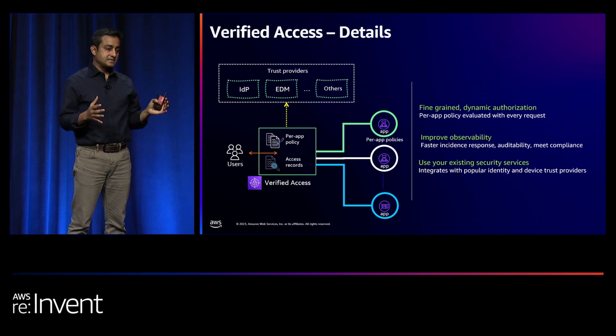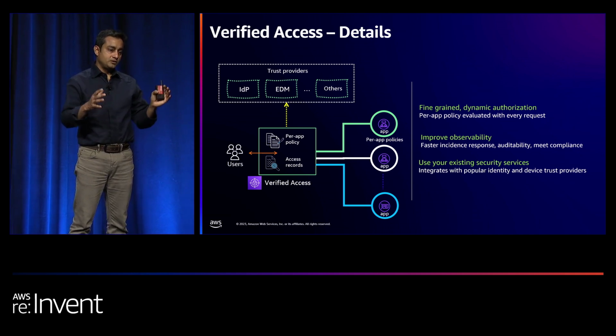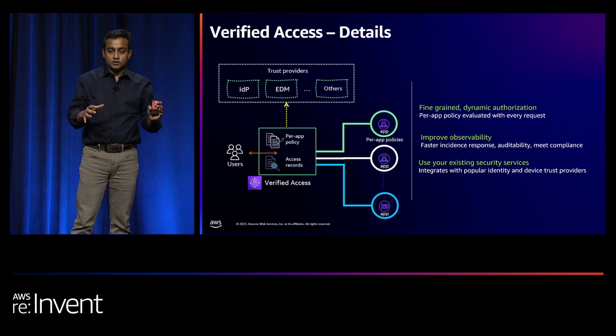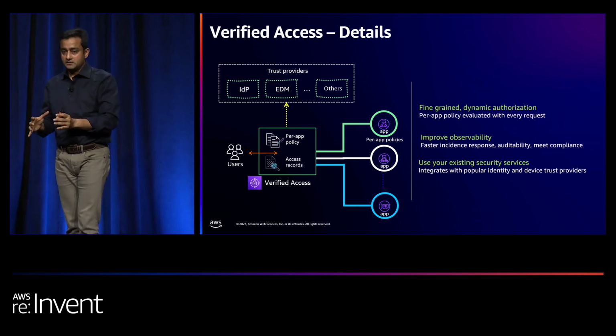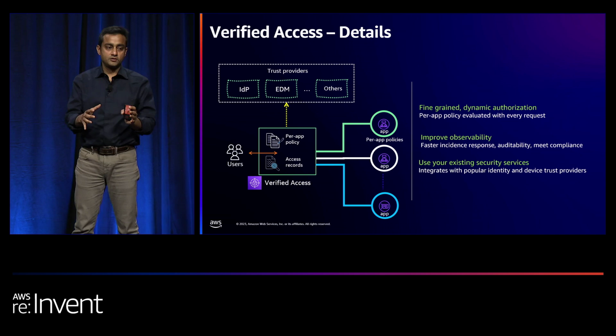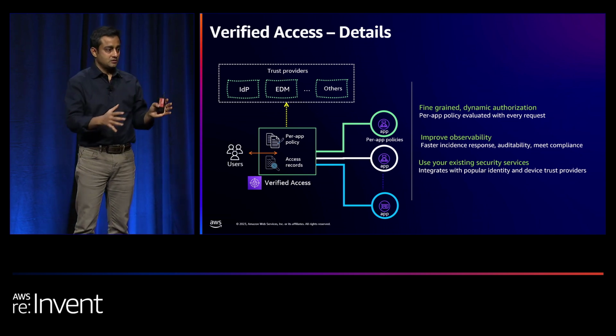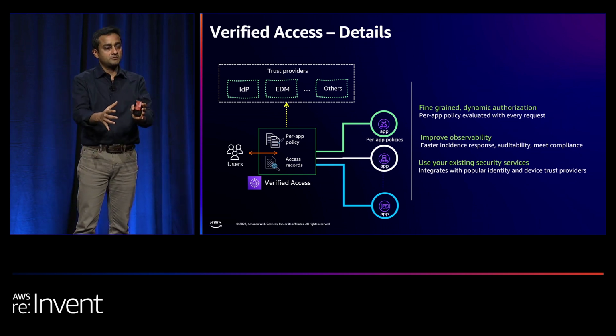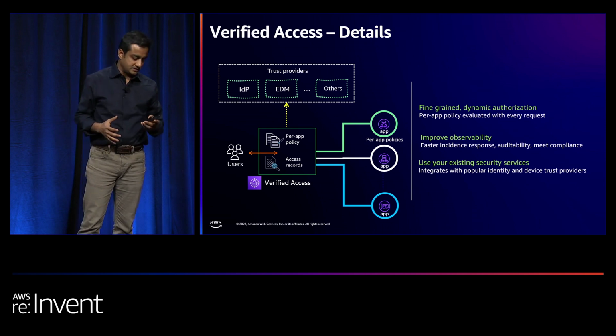And the third thing is that verified access aims to build an open ecosystem. So we are integrating with third-party providers, identity providers, device posture providers, so that to move to a zero trust architecture, you don't have to change your existing security or existing IT services. So we want to make it as simple as possible to migrate to a zero trust architecture.